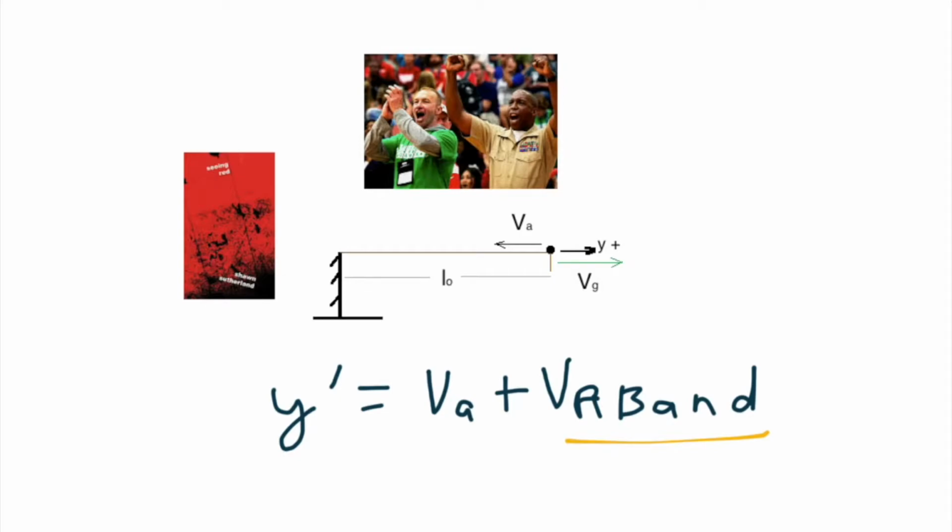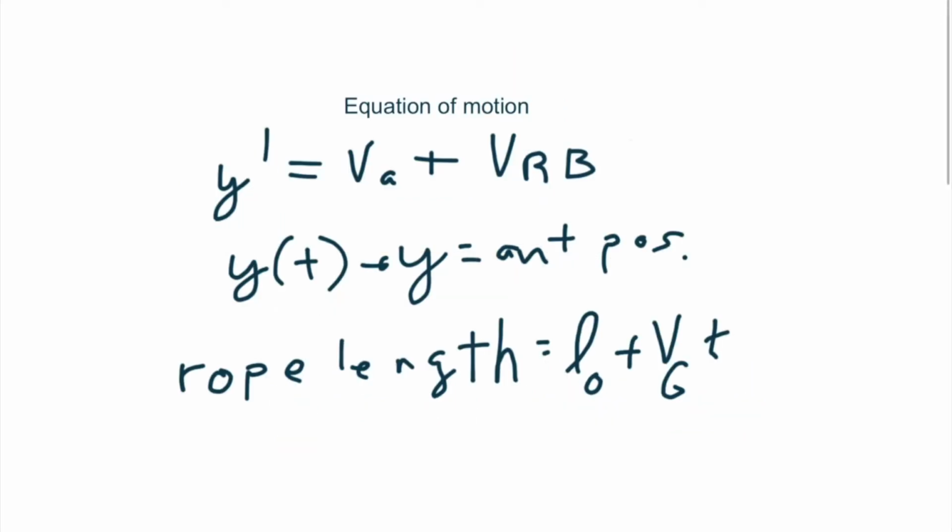So let's have a look at this. V ant is very easy to put. That's just a constant, right? I think we chose 10 centimeters per second. But the rubber band velocity is changing, so we have to come up with something a little more clever for that.